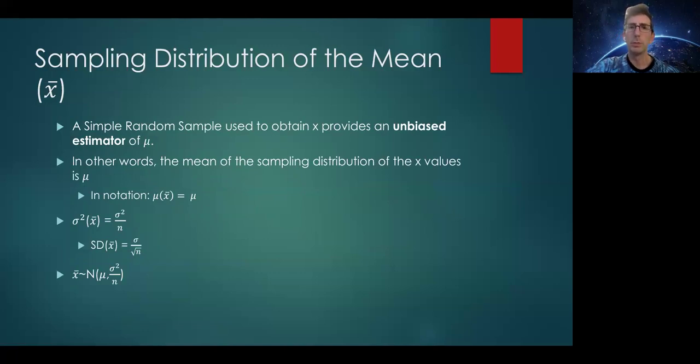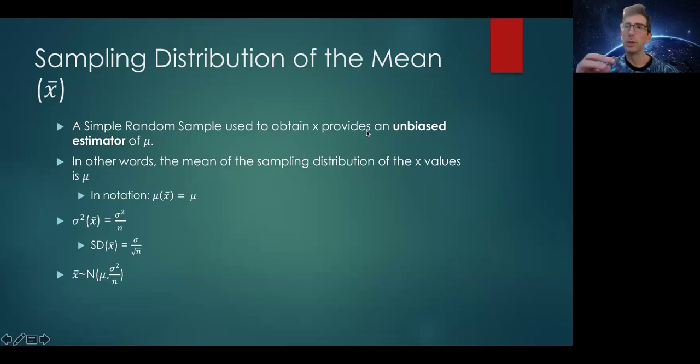A simple random sample used to obtain X bar, a sample mean, provides an unbiased estimator of our population mean. So in other words, the mean of the sampling distribution of those X bar values, the sample means, is actually our population mean. And this is really, really powerful, right?